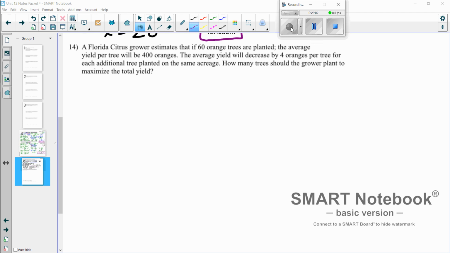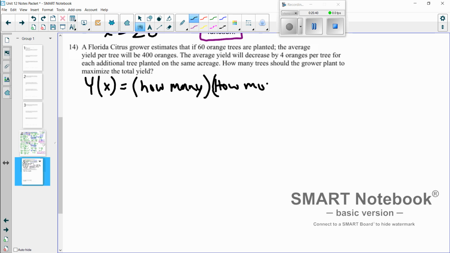So again, a cost versus quantity problem, but really not cost, because we're talking about, you know, oranges per tree. So I think what I'm going to write here instead is just a little bit adjusted, but not much. I'm going to use Y, capital Y, as total yield. Okay. And we'll use it with respect to X, but it's going to be just how many times how much. Okay, and that's kind of my adjusted cost and quantity equation.